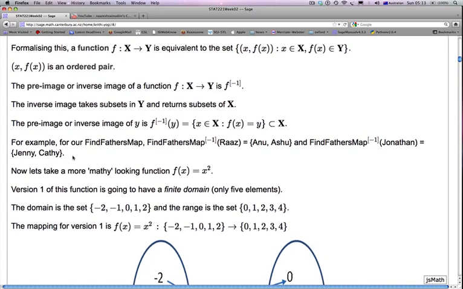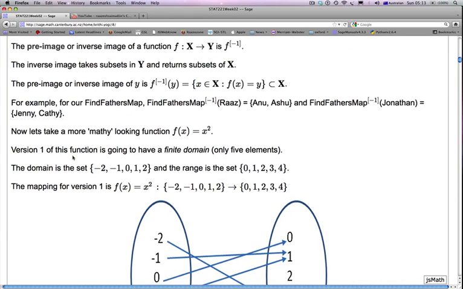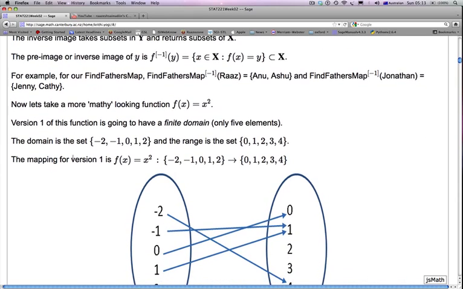Now let's take a more mathy looking function, f(x) equals x squared. So version 1 of this function is going to have a finite domain. It's only going to have 5 elements. So the domain now is the set -2, -1, 0, 1, and 2. And the range is the set 0, 1, 2, 3, and 4.